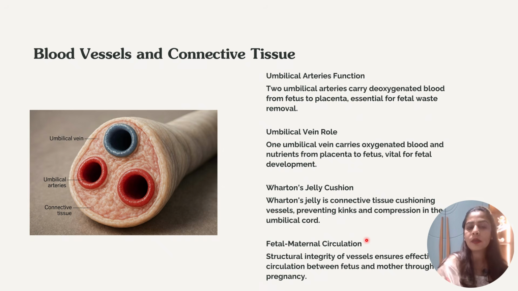As I said, there is Wharton jelly. It is a connective tissue cushioning the vessels, which will prevent kinks and compression in the umbilical cord. And for fetal-maternal circulation, the structural integrity of the vessels ensures effective circulation between the fetus and the mother throughout the pregnancy.